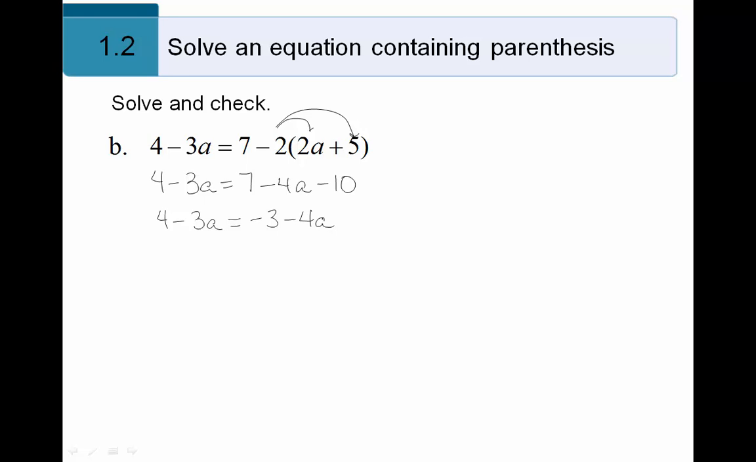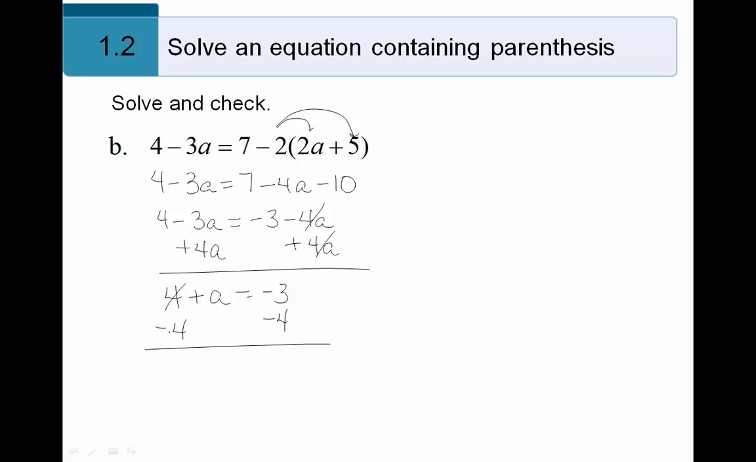I prefer once again to have my variables on the left, so I'm going to go ahead and remove that negative 4a on the right, and to do so we'll put a positive 4a on both sides. Combining the variable terms, a negative 3a and a positive 4a is a positive 1a, or just a. On the right-hand side, the 4a's cancel and leave us with negative 3. Since we moved the variables to the left-hand side of the equation, we need to get all the numbers to the right-hand side. So we must remove the positive 4 on the left, and to do so, we'll put a negative 4 on both sides.